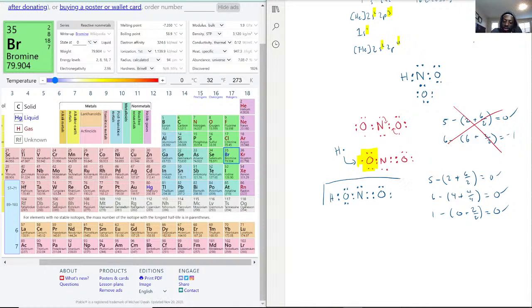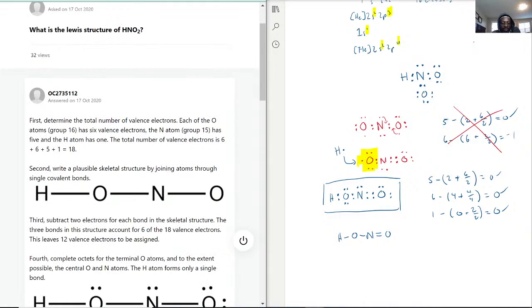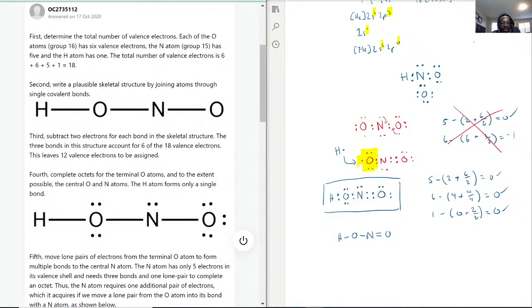So now the electron numbers all look nice, and this is what the elements look like in the Lewis dot diagram. To redraw this with bonds, it will be kind of like this: H, O, N, O, like that. That would be HNO2. So yeah, they kind of just guess, because even for me, I have a hard time conceptually seeing how the bond would be like this.